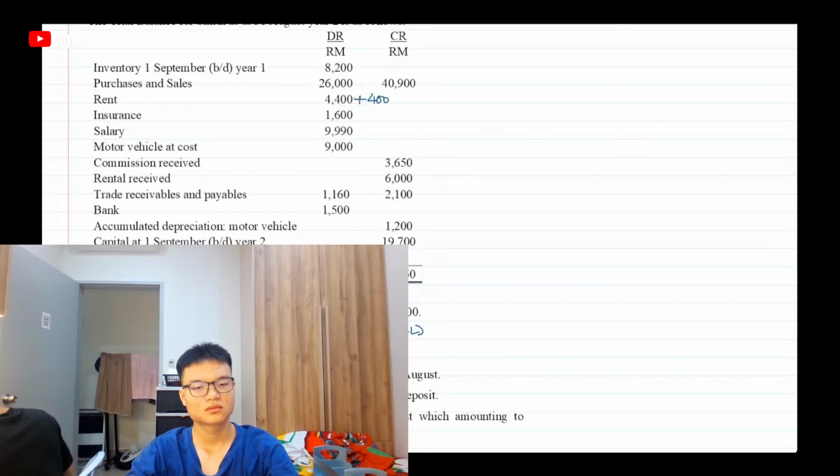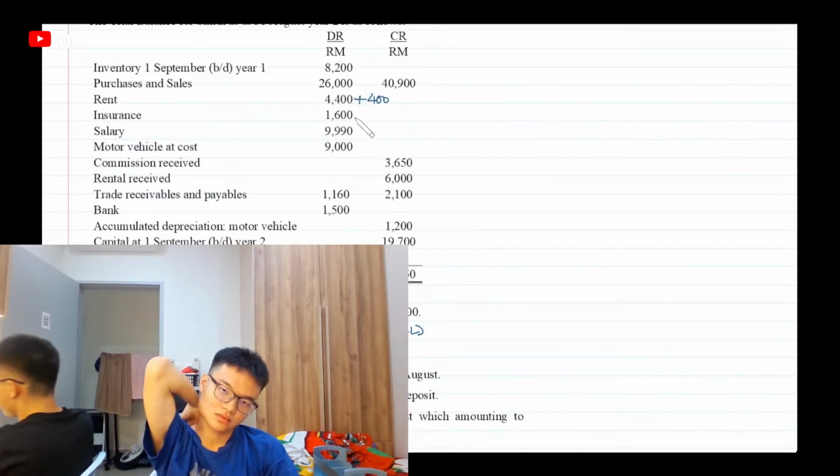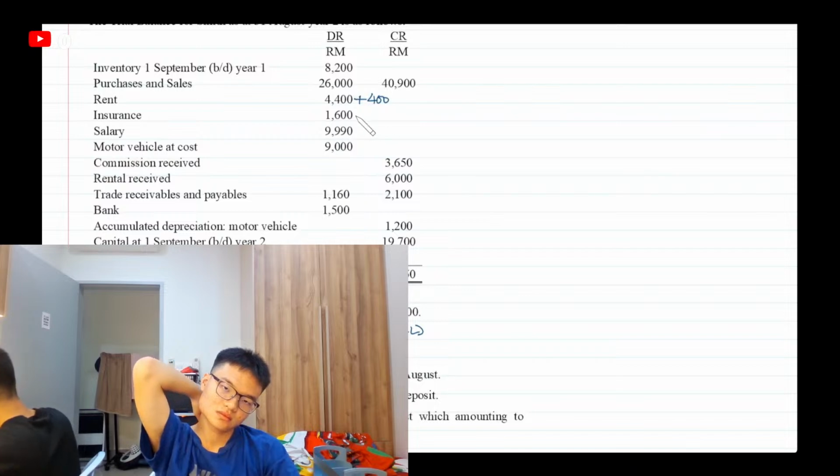Number 3, insurance inclusive of 300 ringgit paid in advance. Paid in advance means you pay for next year's insurance expense. If you pay for next year, you cannot count it as this year's insurance expense, right? So if you look at insurance 1,600, it includes 300 ringgit that you pay for next year. Next year you cannot count this year, so you have to take out 300 ringgit. This will go to next year's insurance expense.